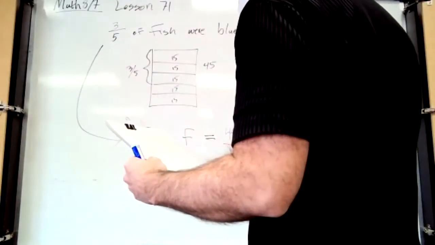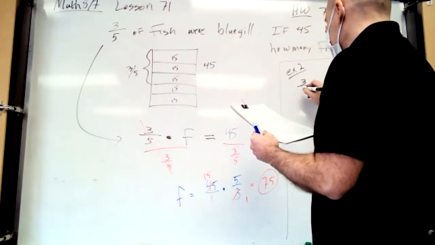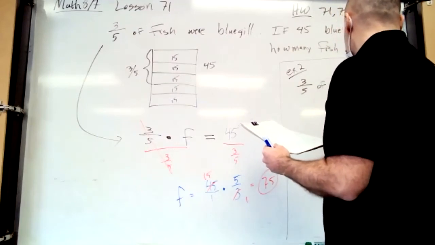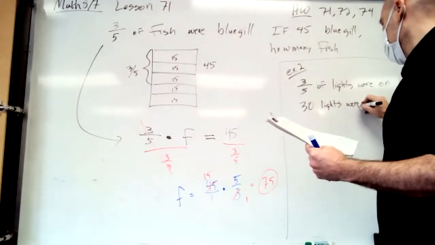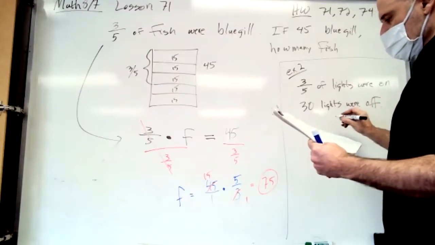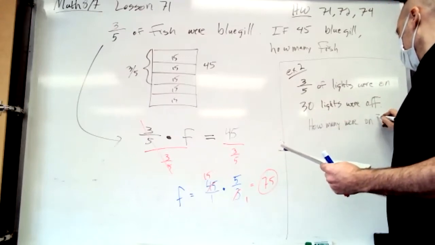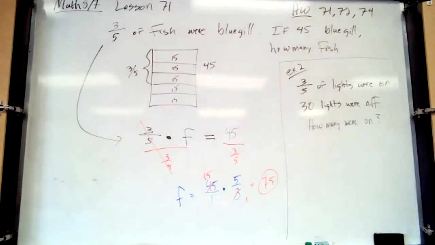Okay, I don't know why they use the same fraction, but let's try this. Example two says 3/5 of the lights were on. 30 lights were off. Okay. How many were on? Do you know? 90. Huh. Let's see here. I don't think that's right. Oh. What do you think, Hunter? 45. And what do you think? I was going to say 45.